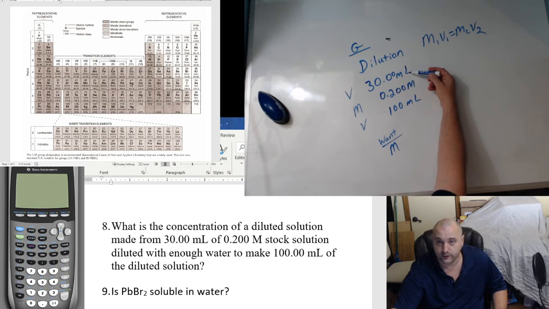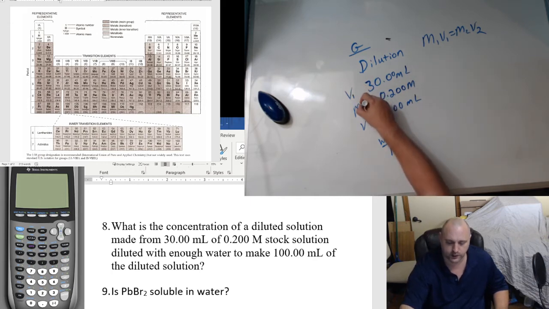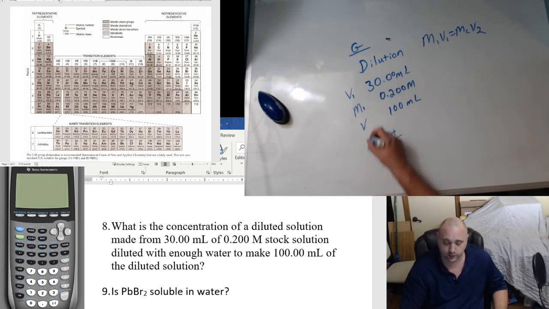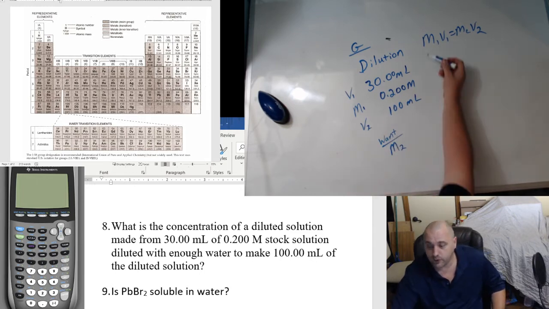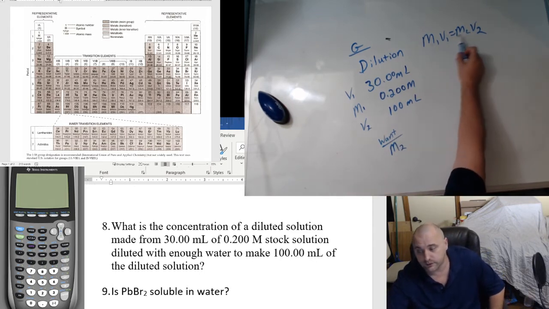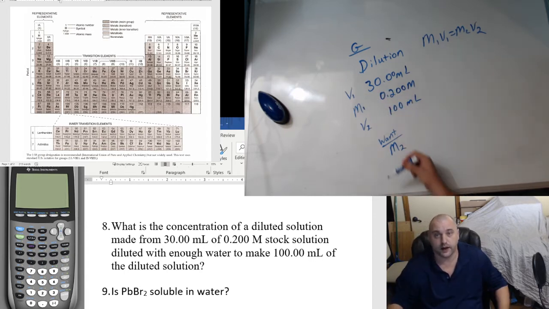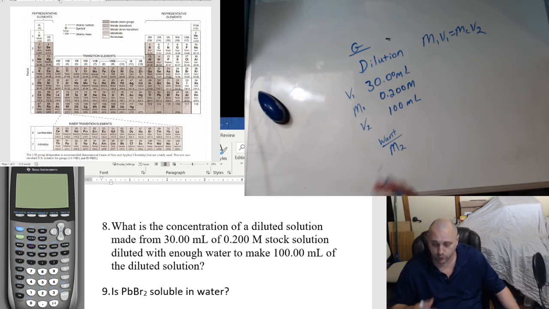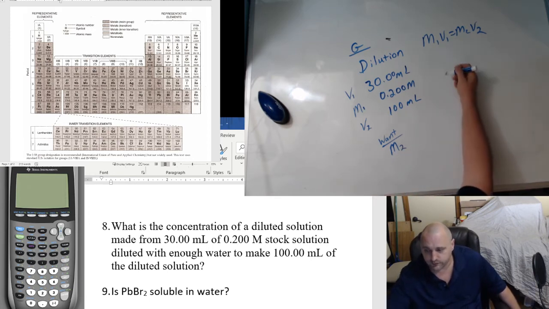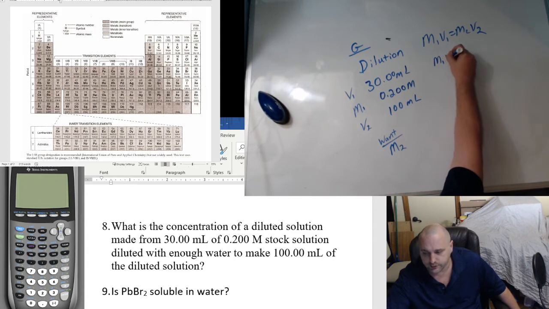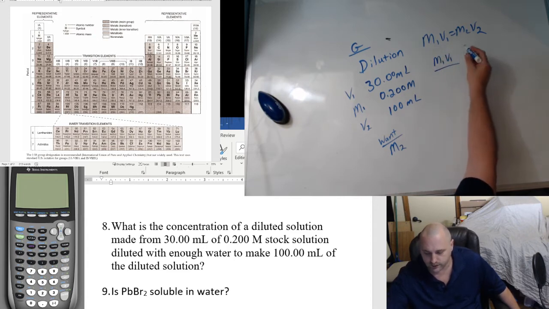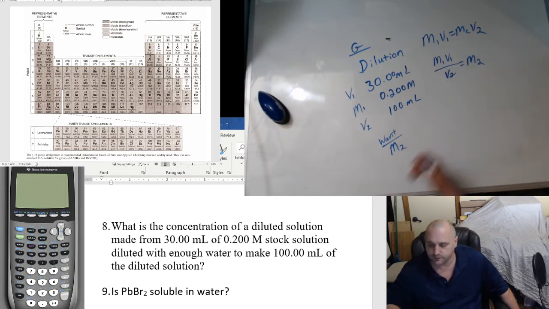As I read through this problem, there's 30 milliliters with the 0.2. So I'm going to label those with subscripts 1, and give these subscripts 2. So that's one set. Here's my other set. I'm not worried about before and after, dilute, concentrated. It doesn't matter. I just want to make sure that I have the right measurements with each other. So I'm going to be solving for M2. So I'm going to go ahead and do that algebra. This will be my M2.